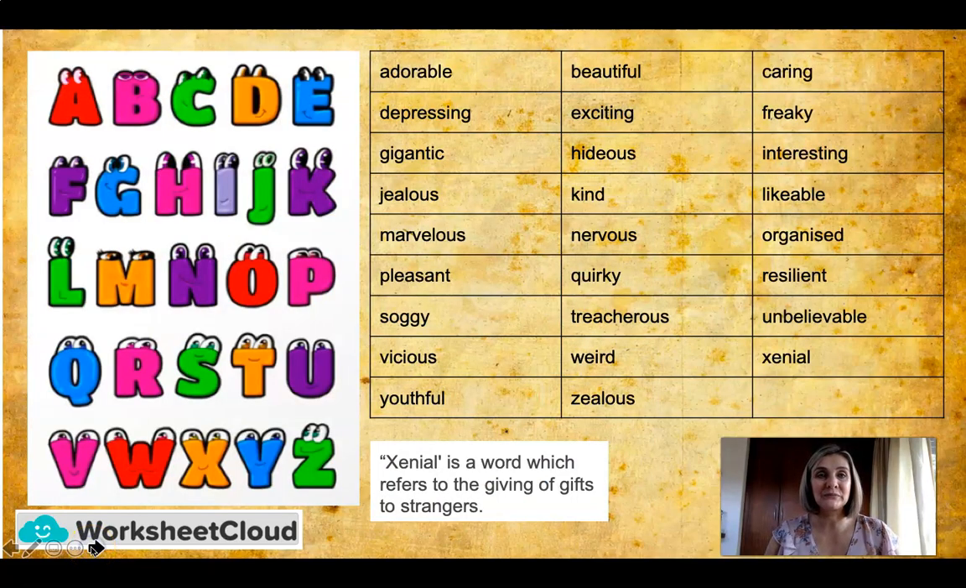Right, we're back. So if you take a look at mine, I've got adorable, and we're going from left to right. Adorable, beautiful, caring, depressing, exciting, freaky, gigantic, hideous, interesting, jealous, kind, likable, marvelous, nervous, organized, pleasant, quirky, resilient, soggy, treacherous, unbelievable, vicious, weird, xenial, youthful, and zealous.